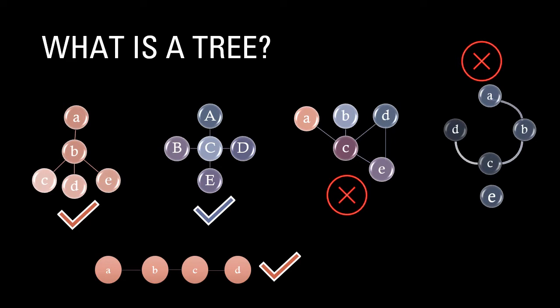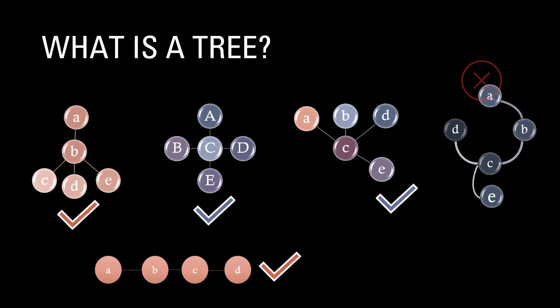We can fix the ones that are not trees to become a tree by removing one edge. Now every edge is a bridge, and we can connect this one, so this one will become a tree.